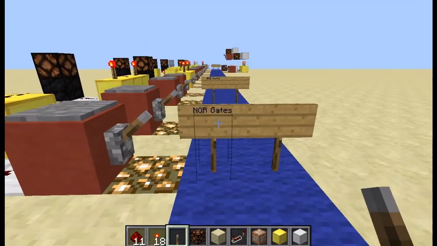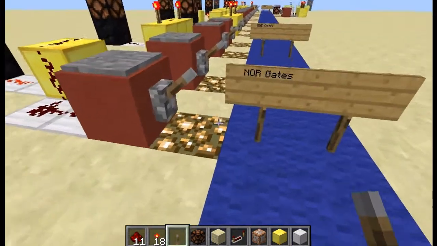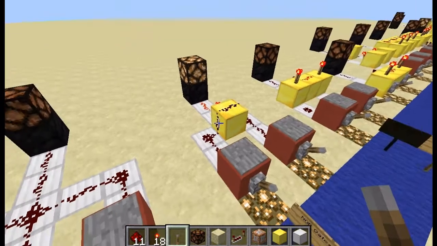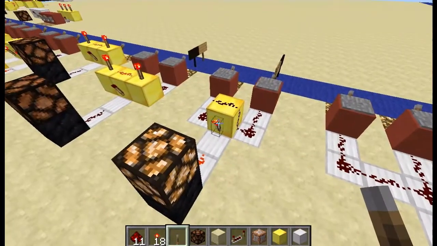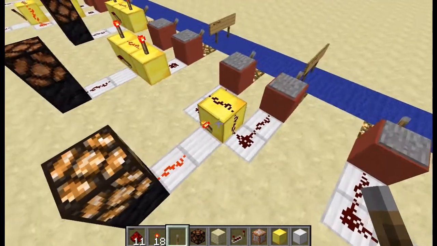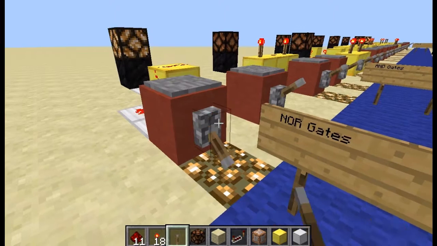And NOR gates are basically NOT gates and OR gates put together. So they're basically an OR gate, as you can see here. They're wired together in an OR with a NOT gate right here, and that's a NOR gate. And what that NOT gate does is it reinverts it where it's always on unless any of these levers are off.